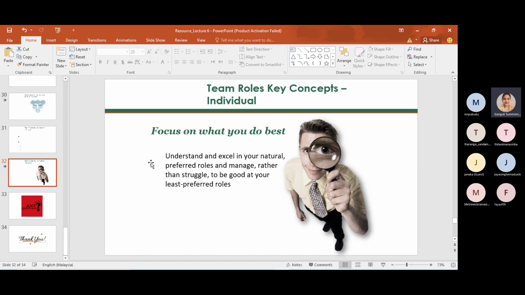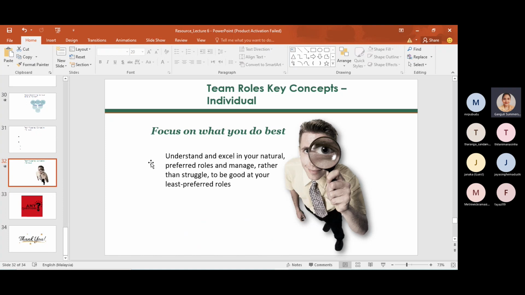When you are working as a team, the best you can do is focus on what you can do best. You have most preferred, manageable, and least preferred roles. We discussed these 3 earlier, right? Most preferred means the ones that you like to do. Manageable means if it is needed, you would do it. And least preferred roles means the things that you never like to do.